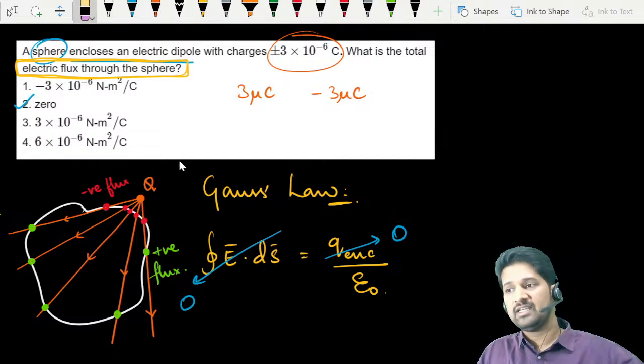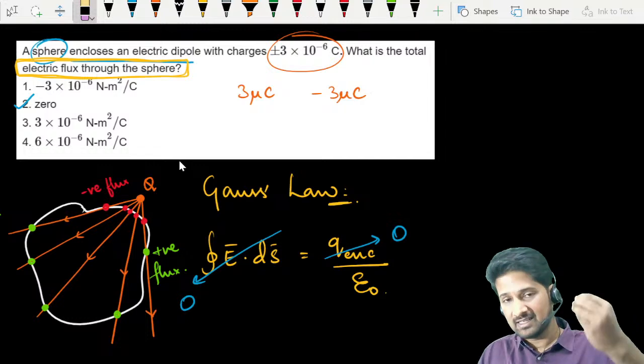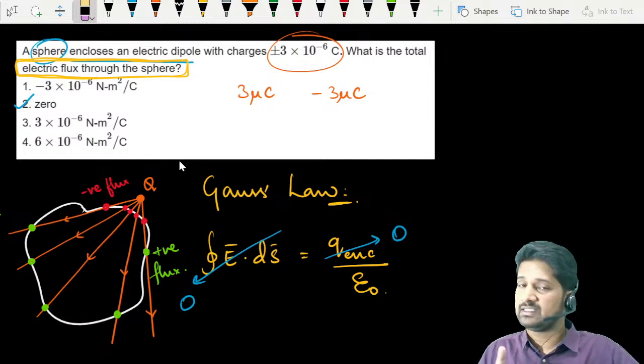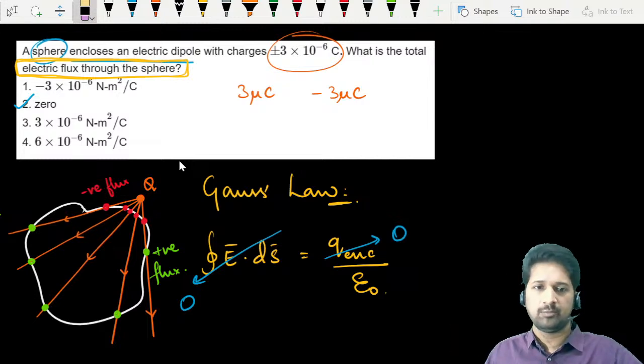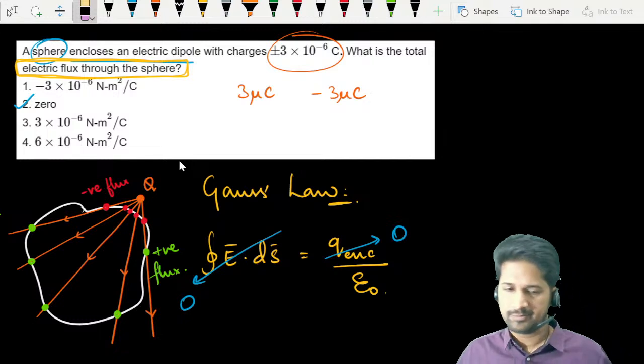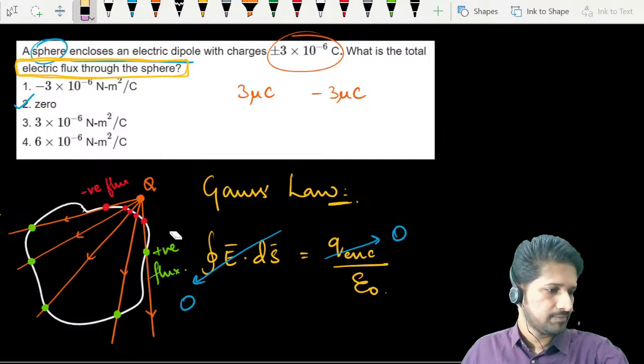Does this mean that an external charge does not create or produce flux at all? That is wrong. External charges can produce flux, but they produce equal amounts of negative and positive flux. Fine. Let's move on to the next question.